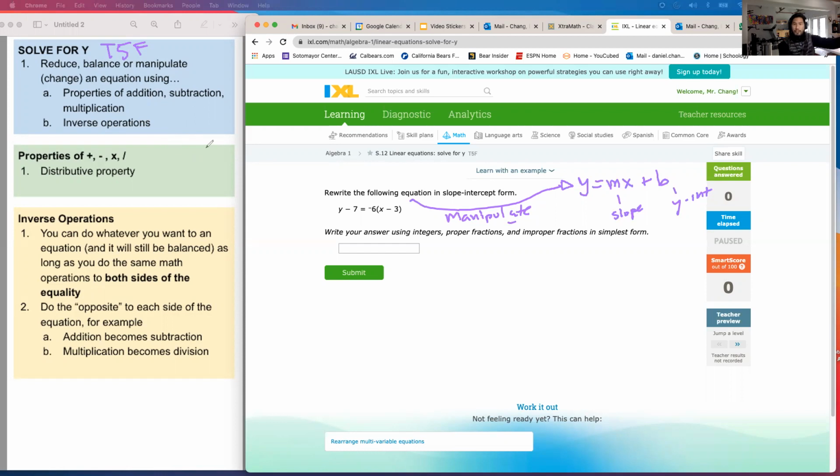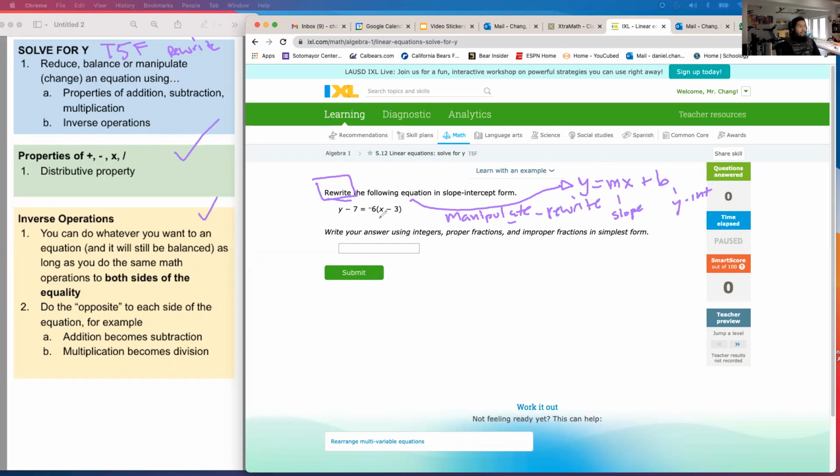So I kept some notes on the side of this video, and hopefully it'll be helpful because I think we're going to come back to this a lot. So to rewrite this equation, and I should say reduce, balance, manipulate, rewrite, these are all kind of the same words. Manipulate means to rewrite. So to rewrite this equation, we're going to use these properties.